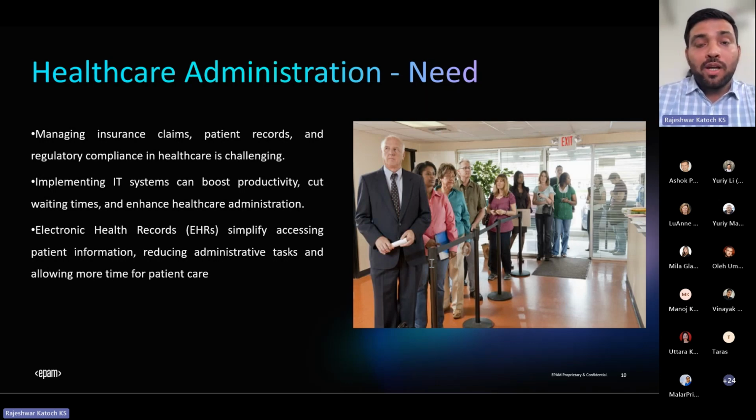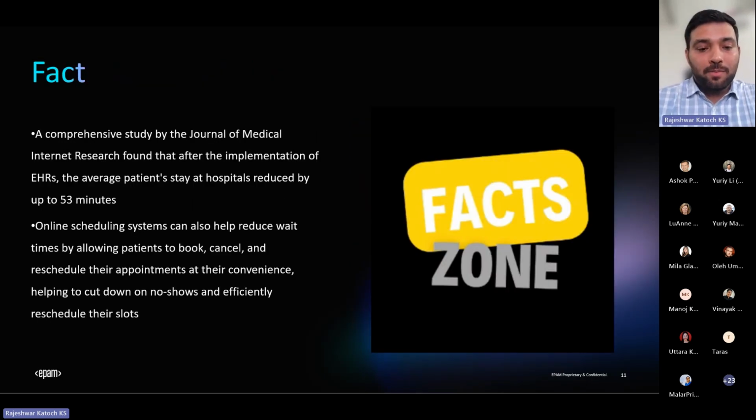Online scheduling systems have also reduced waiting time, where you can book an appointment, cancel it, or reschedule it based on your convenience. So yes, because of these delays, the IT system has helped a lot in healthcare administration. I was just explaining the fact, right? This was one of the major facts: it has reduced the patient's waiting time by an average of 53 minutes.